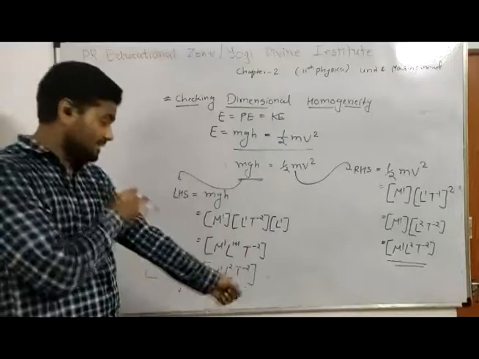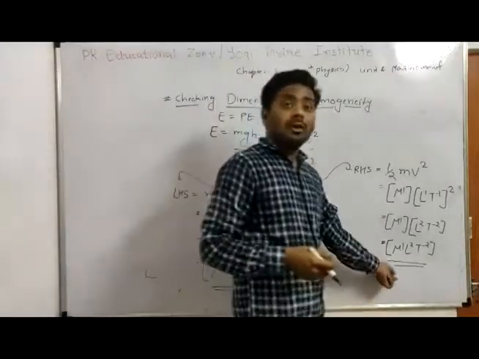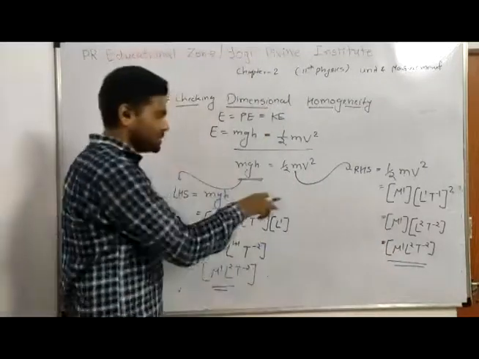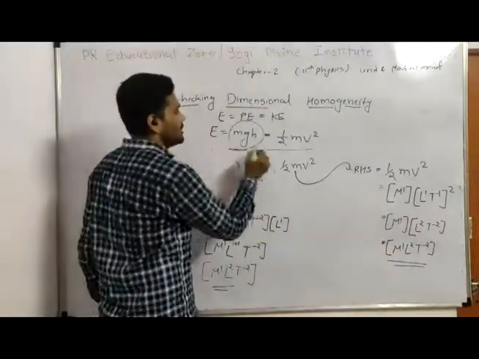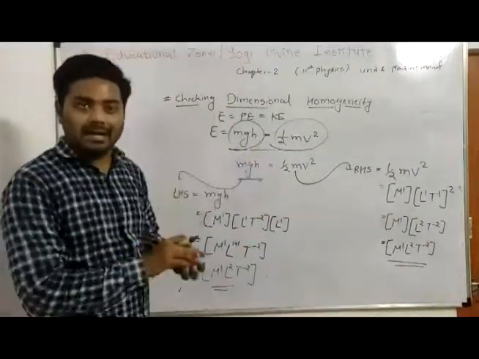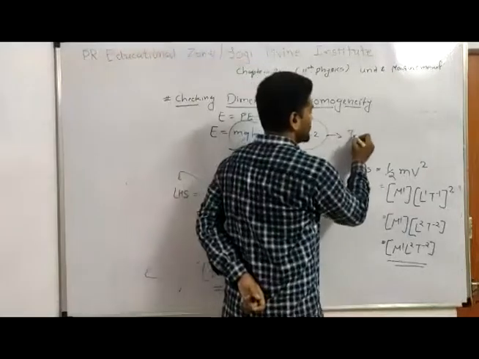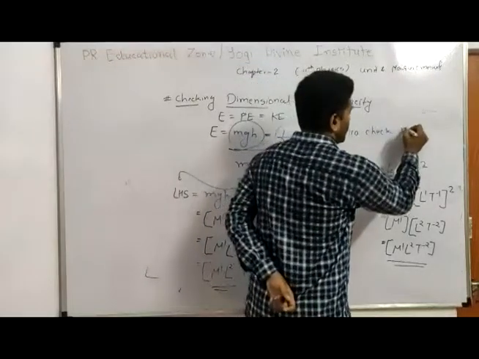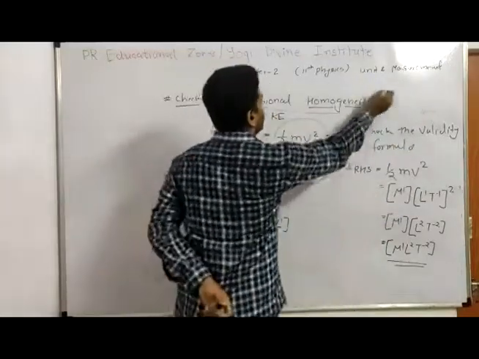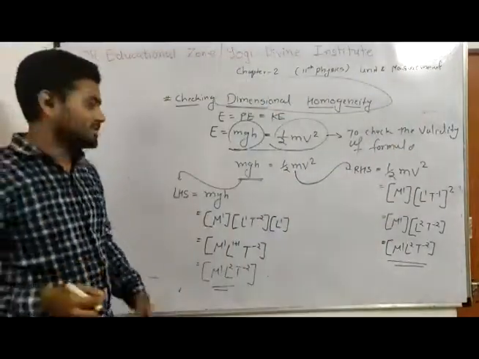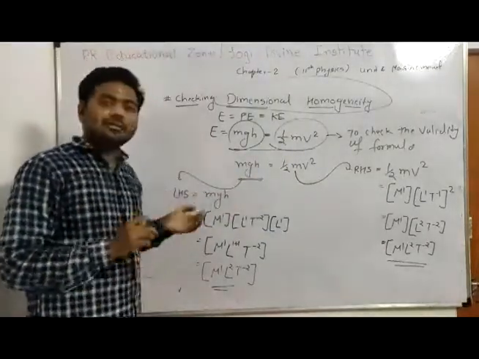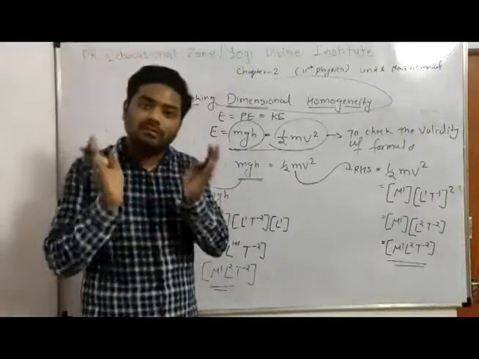We can clearly see that the right hand side is equal to the left hand side. Due to this condition, we can say that these two expressions of energy are homogeneous to each other, meaning this formula is valid. So to check the validity of a formula, this operation is carried out on the left hand side as well as the right hand side, to confirm whether the fundamental dimensions of both sides are equal or not.